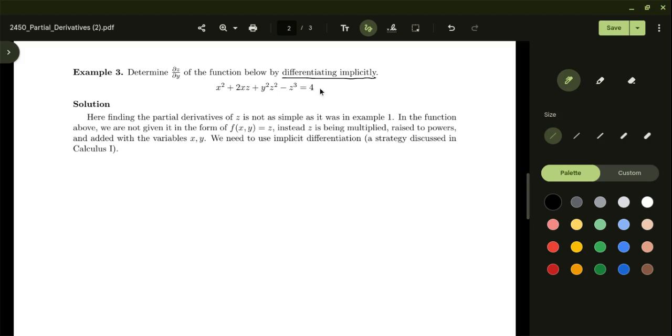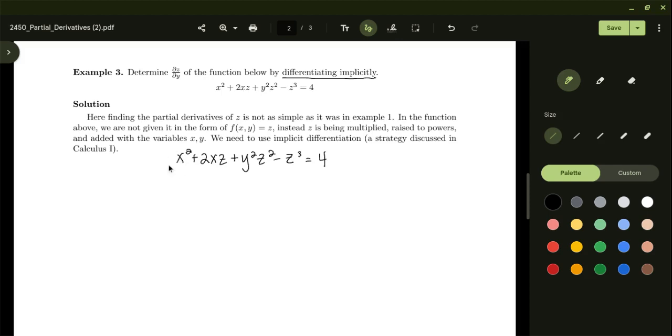So to use implicit differentiation, it's going to be very similar to the process that we did above, but now we're going to have to use some chain rules because of the reliance of z being a function of x and y. So we're going to need to use that chain rule every time we encounter a term with z. So first I'm going to rewrite this. x squared plus 2xz plus y squared z squared minus z cubed equals 4.